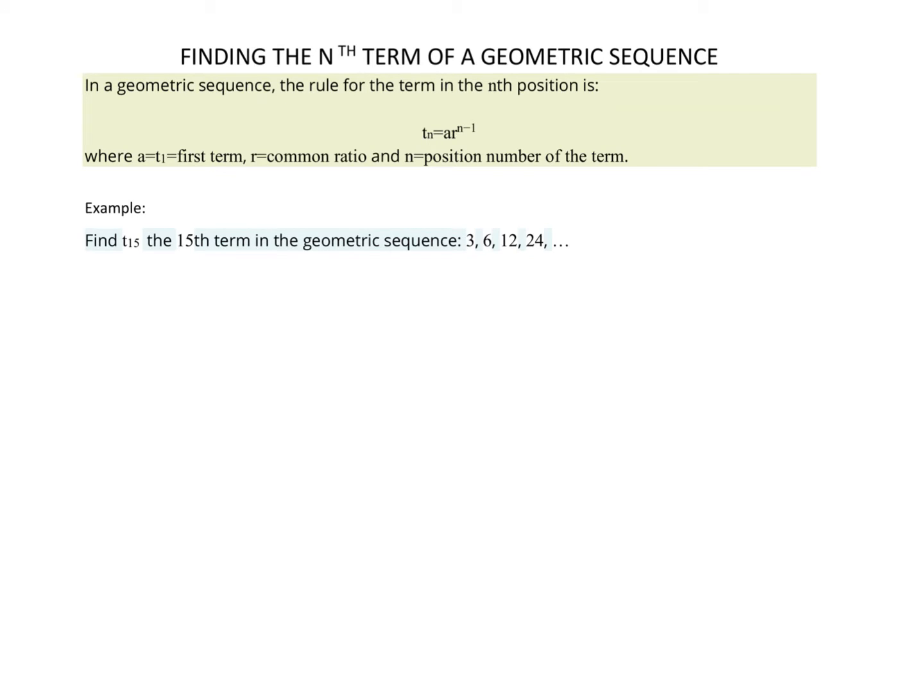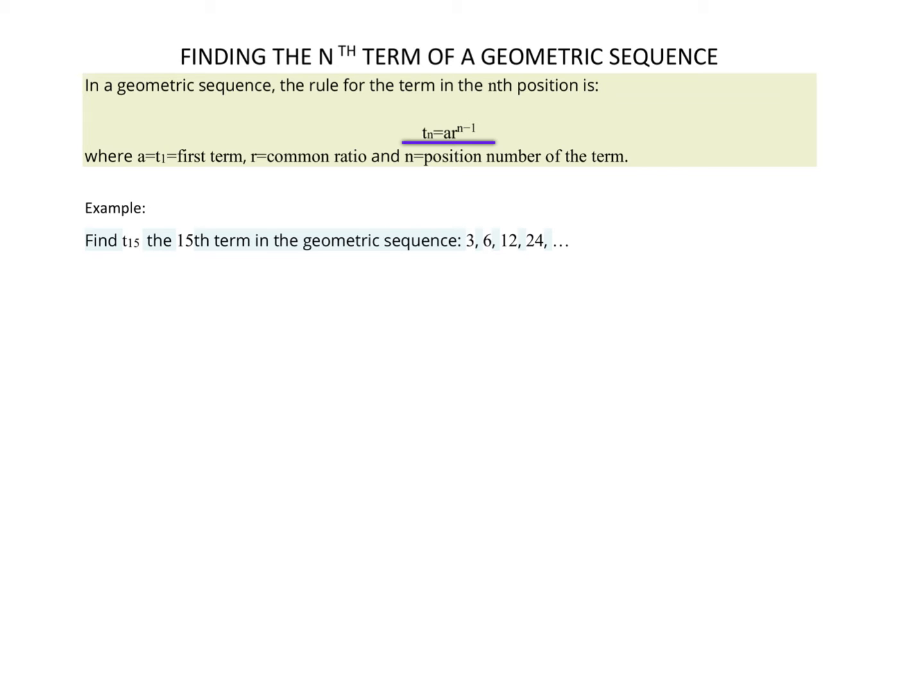Just like when we were working with arithmetic sequences, we had a special rule to find any term or the nth term in a sequence. Now with geometrics we have a rule, but it is quite different to the rule that we are used to. So Tn equals a times r to the power of n minus 1. Again, most of the things you are familiar with. A is the first term, r is the common ratio, and n is the term or the position of the term that you are looking for.